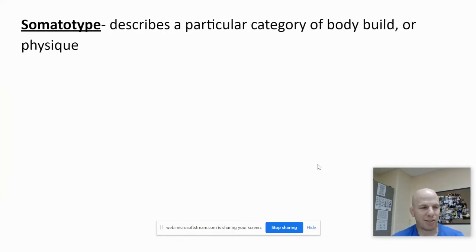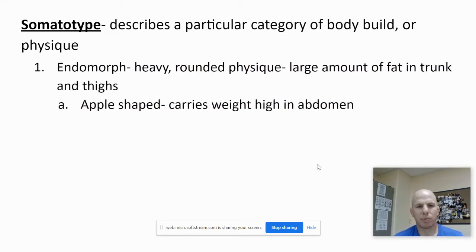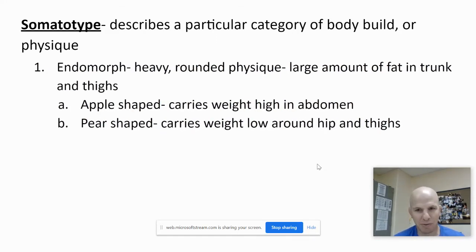That leads us into this somatotype. I'm going to do a little activity in class with this, but the somatotype is basically a category of how a person is built or their physique. You probably might have heard that term physique before. There's three different types of somatotype.